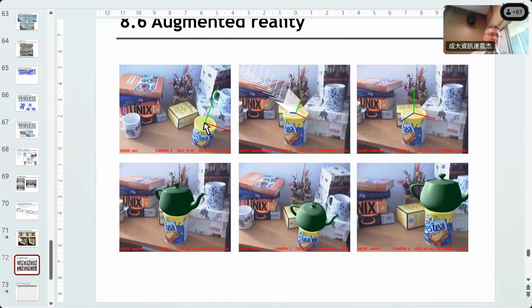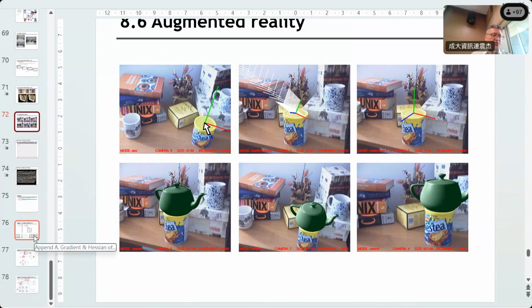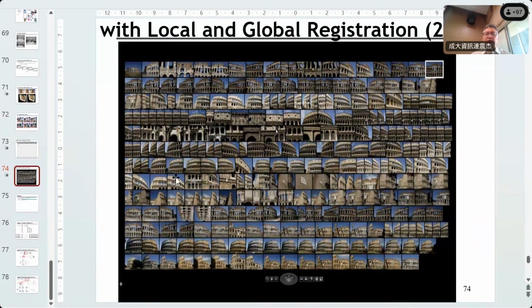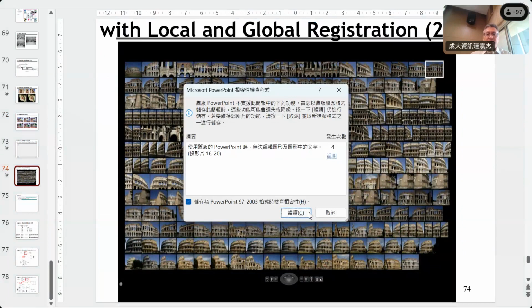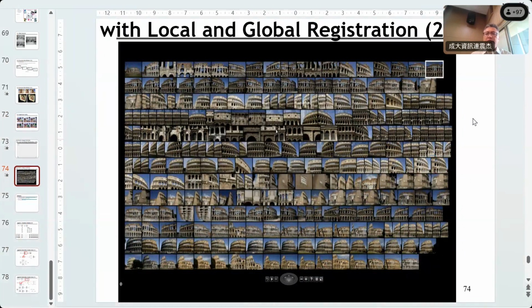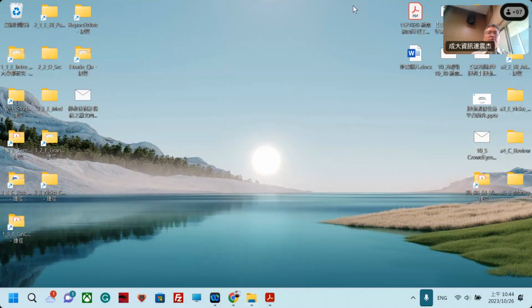Okay, that's for our. And this is the other amazing one. I don't have enough time. Next time I'll show you this one. Okay, so this is for the SIFT. And we'll talk about it in the next lecture.